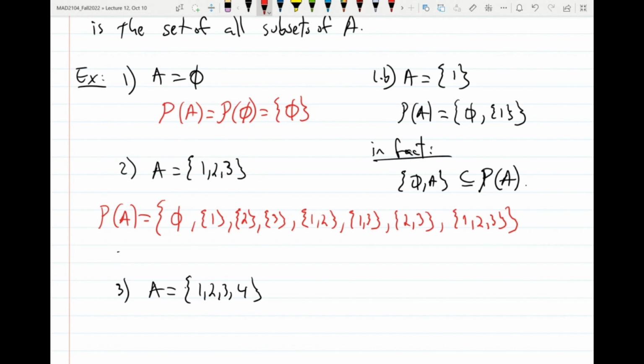Okay. So do number 3. Write them down. Get the feeling in your hands. Write the elements in number 3.